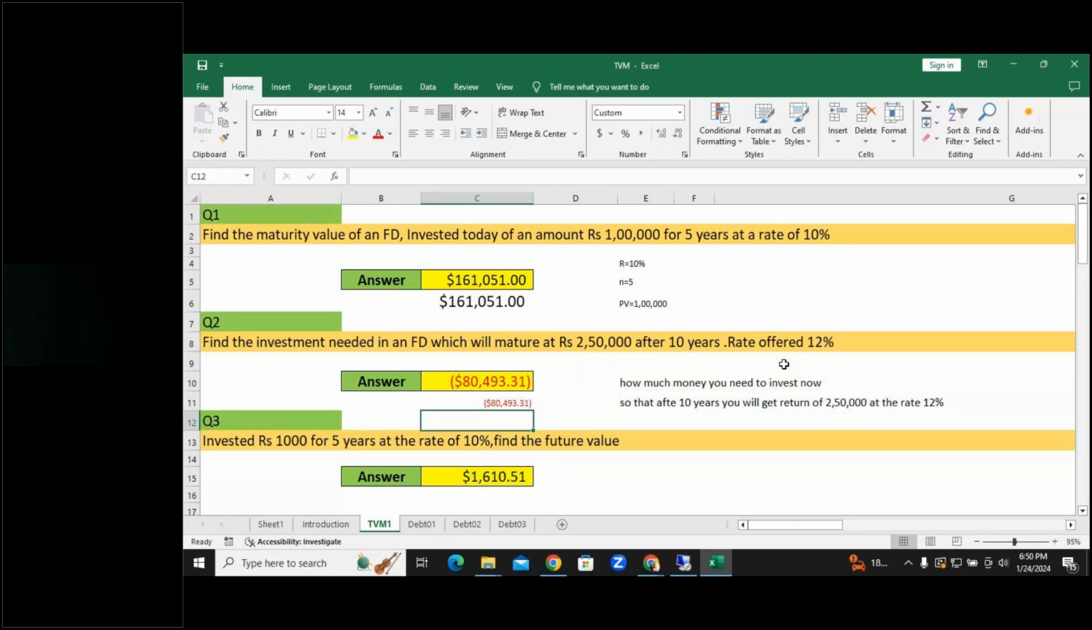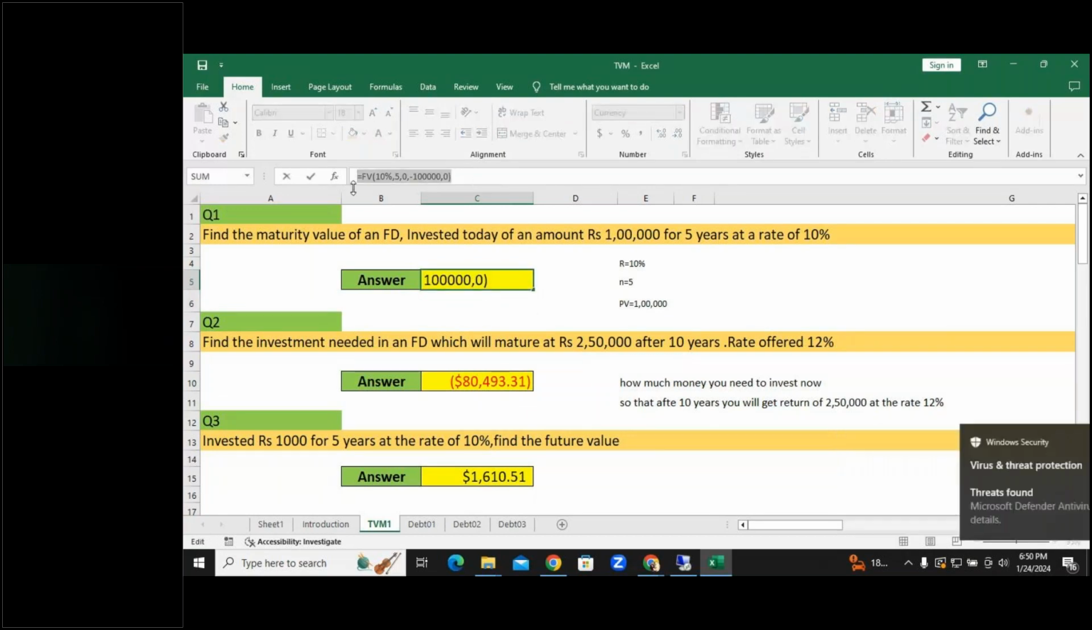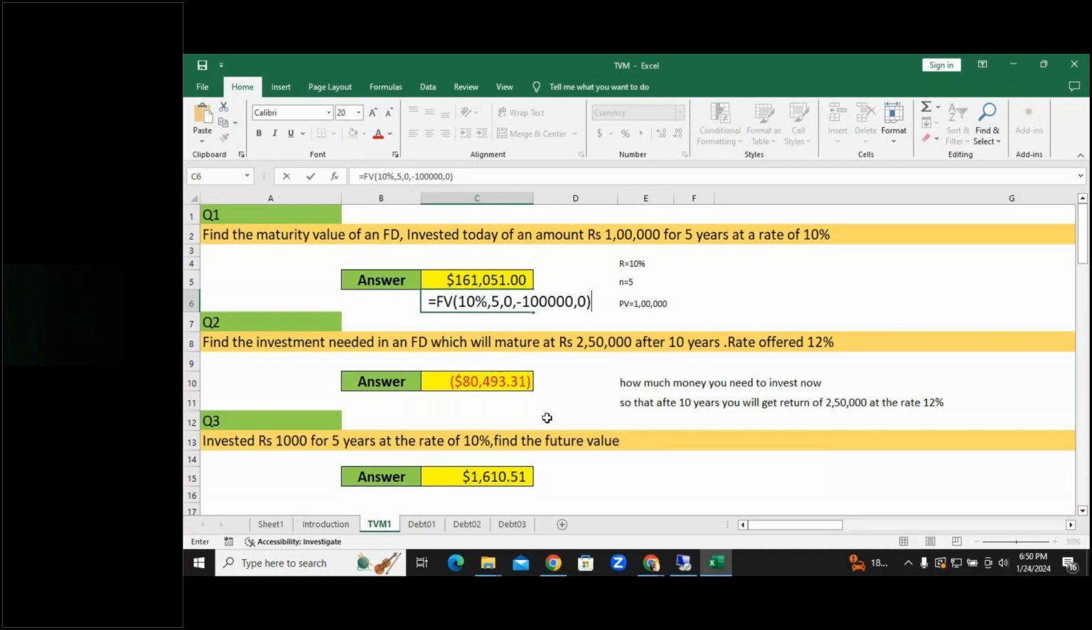So I wanted you people to try with these two sums. I'll paste the formula here. So try with these two sums, girls. One is for future value and one is for present value.